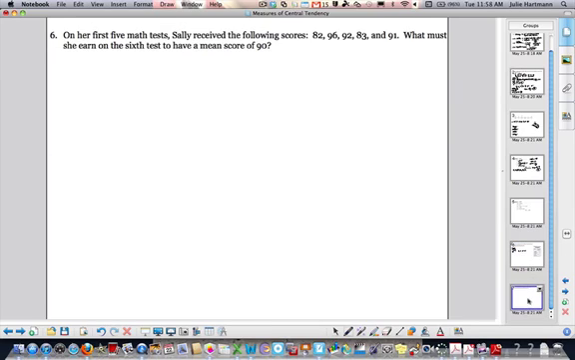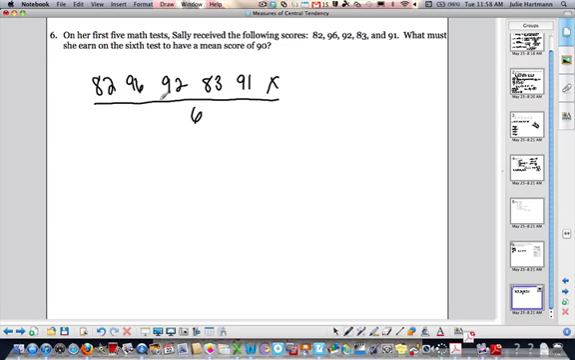Alright, next. On her 5 math tests, Sally received the following scores: 82, 96, 92, 83, and 91. What must she earn on the 6th test to have a mean score of 90? Basically she has scores of 82, 96, 92, 83, 91, and she has some 6th test, which we're going to call X. So out of those 6 tests, if you find the mean or the average, you want her average to be a 90. So we need to solve that. How do we solve that?